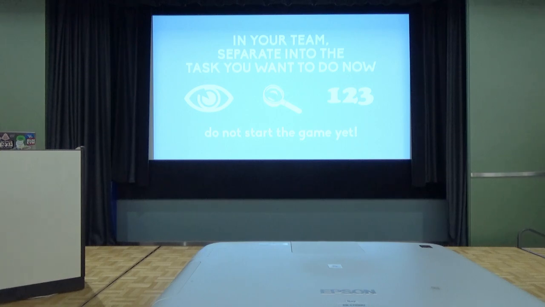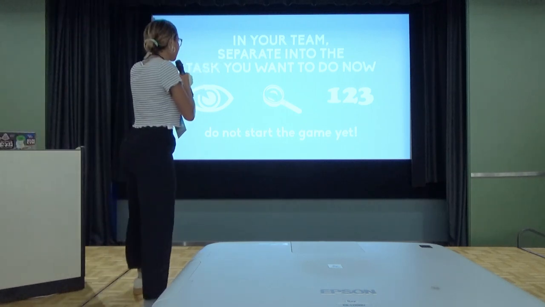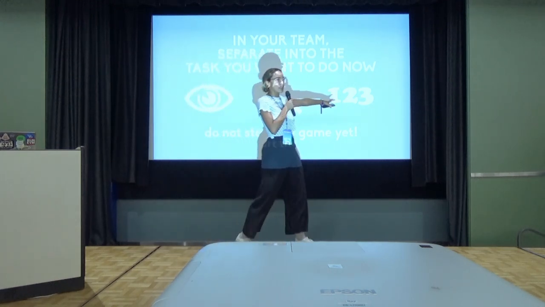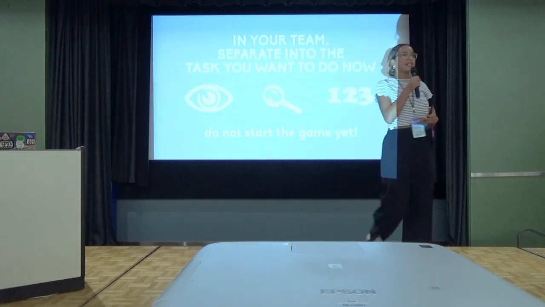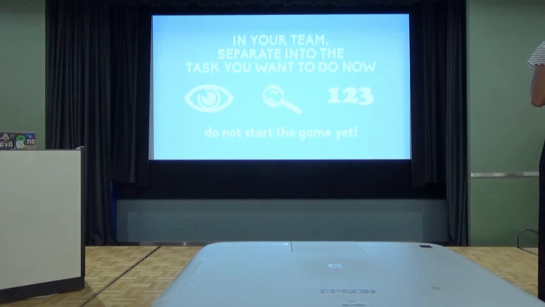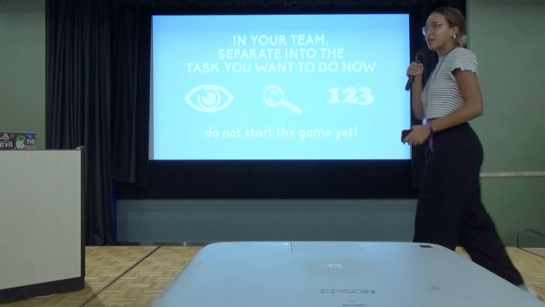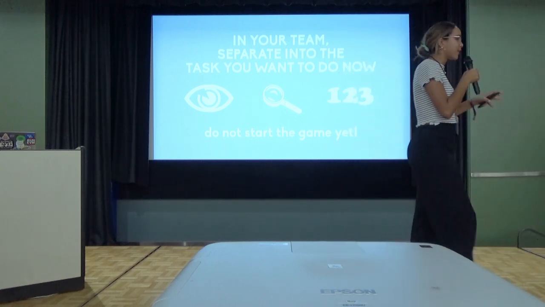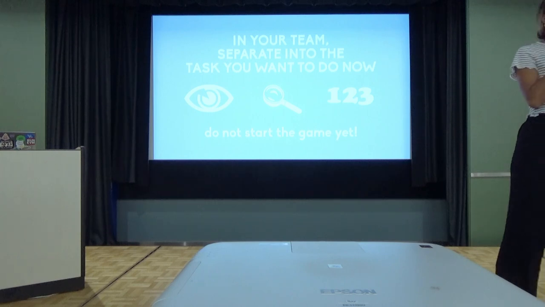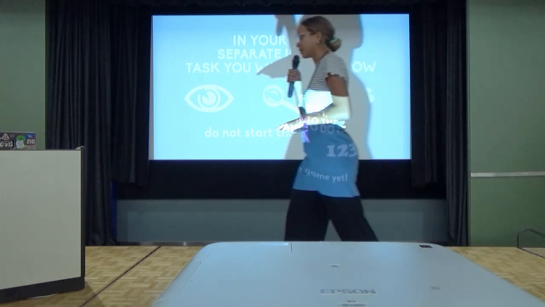So within the deck of cards that you have, there are actually three sets. One set has eyes on one side, one set has the magnifying glass, and one set has numbers. The idea is that if there's 30 people, each person gets a card, so there's three sub-teams within your team of 30. So don't start the game yet, but divvy yourselves up, make sure everyone has a card. Do not show your cards to anyone.